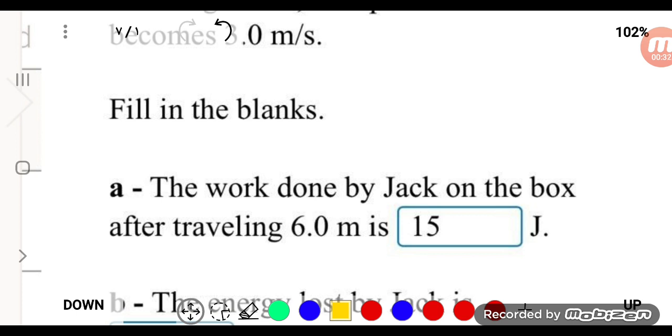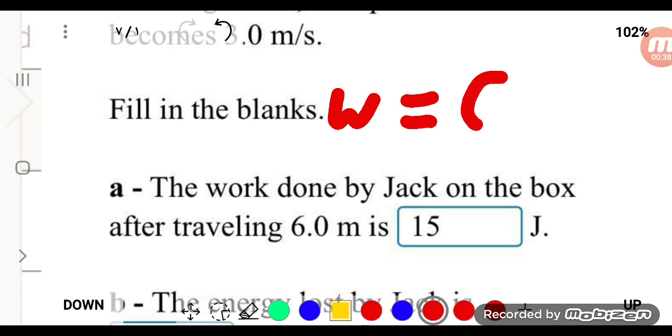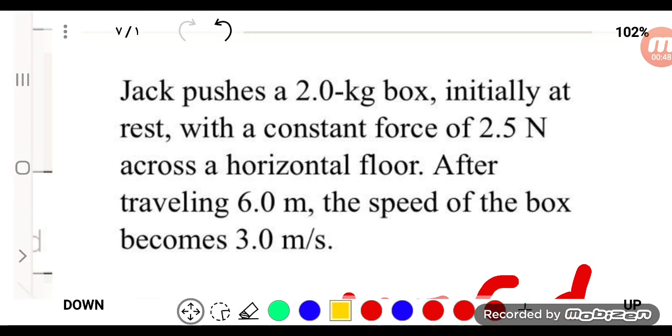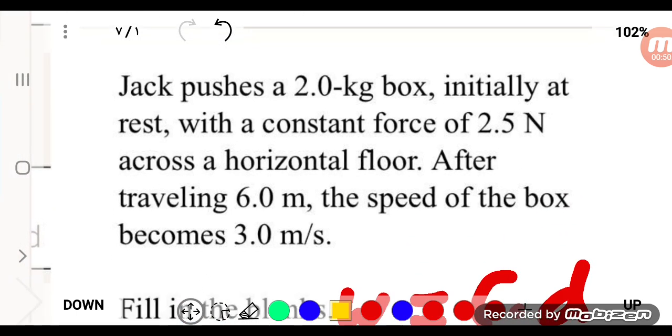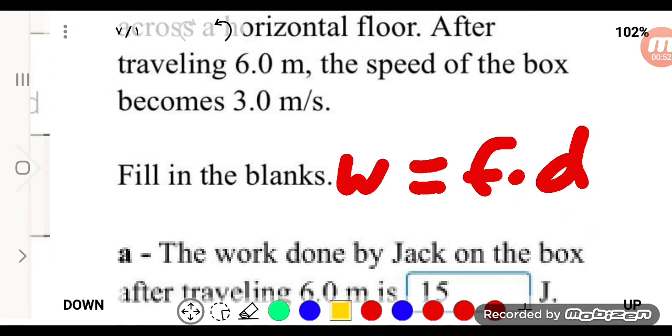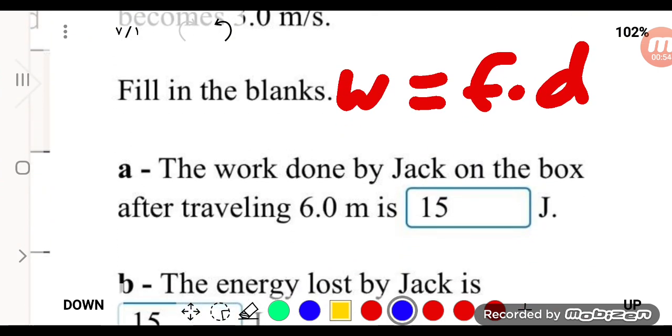We know that work done is equal to force times distance or displacement. So here you multiply the force, which is 2.5, times 6. If you multiply 2.5 times 6, you get 15, and that is the answer.